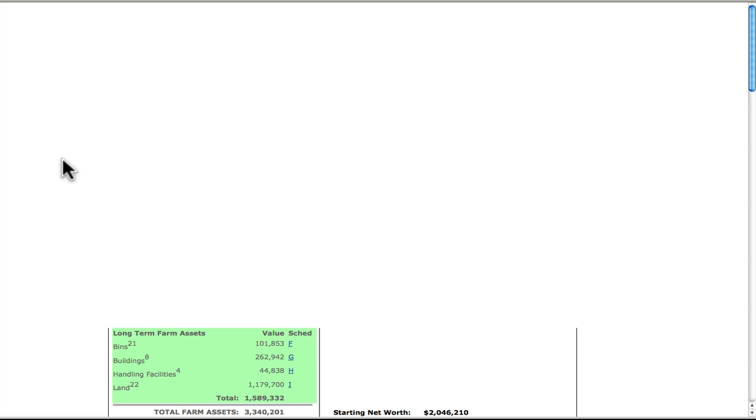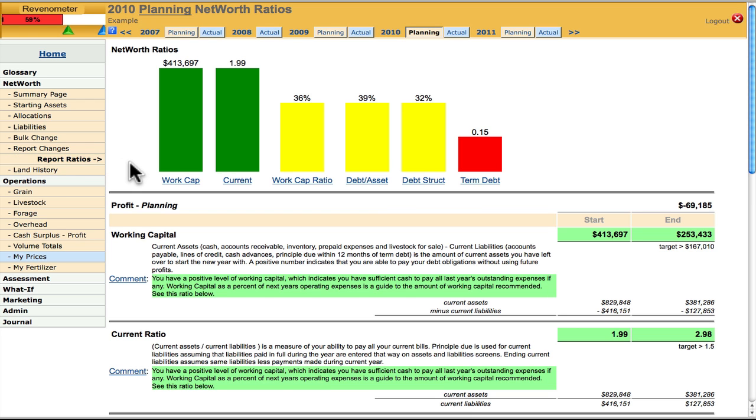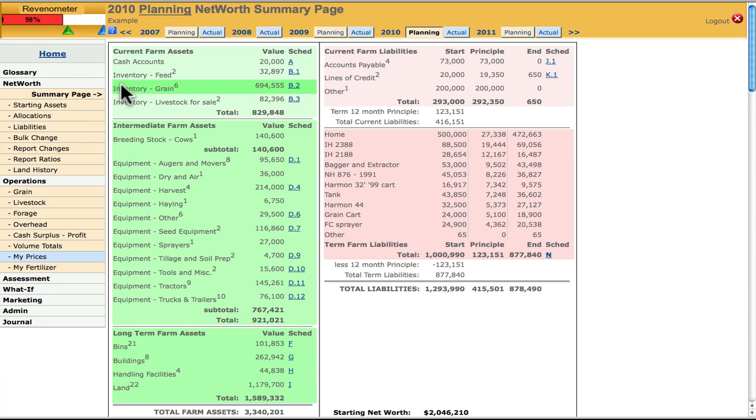Now let's take a look at other aspects of your financial statement. Go to Report Ratios, and it shows a quick report card of the 6 major ratios that farm advisors look at, starting off with working capital. Working capital, it explains, is your current assets minus your current liabilities, and included in those current liabilities is your principal due within 12 months. So back on the summary page, let's take a look at your current farm assets, which in this case total $829,000, minus your current liabilities, which in this case is $416,000.